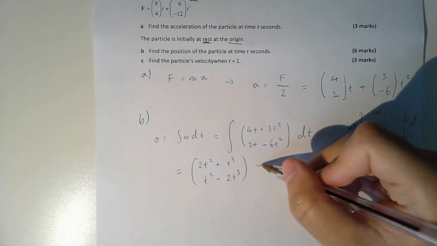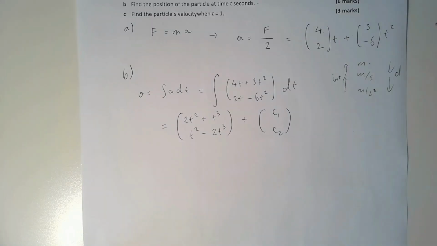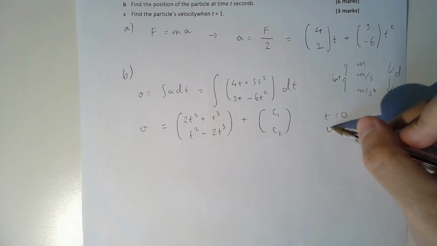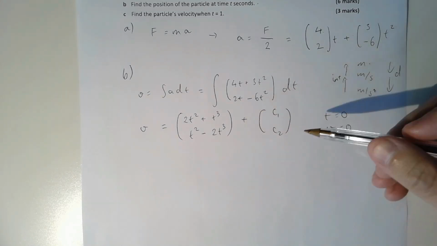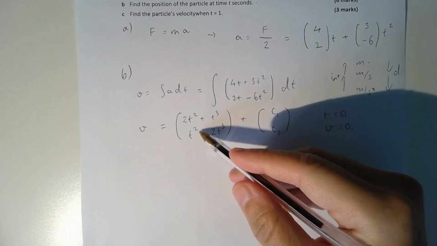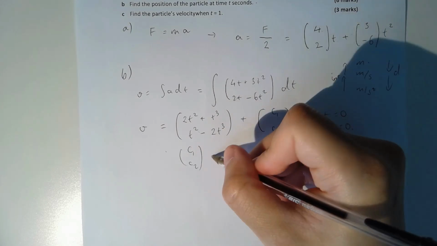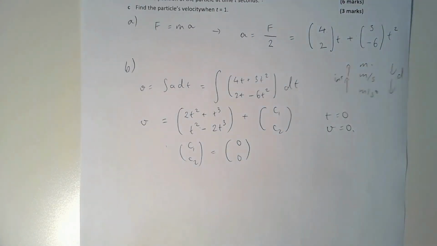And of course, don't forget the constants C1 and C2 here. Now, what they say to you is that when t equals 0, v equals 0. So we substitute t equals 0 here. You know that C1 and C2 will equal 0, because here everything equals 0. Therefore, C1 and C2 both equal 0. Okay, now we have v.